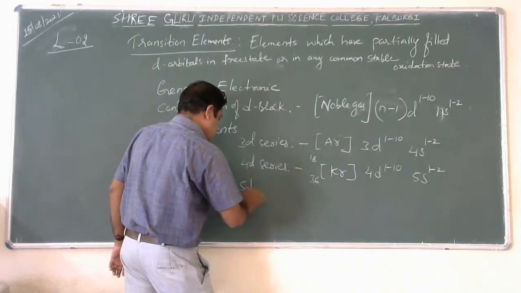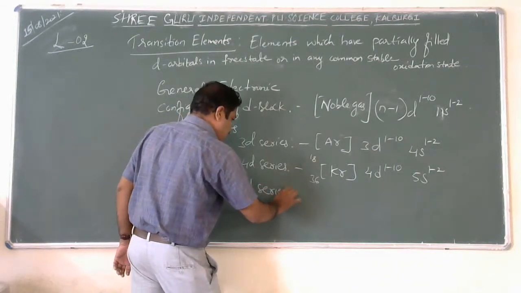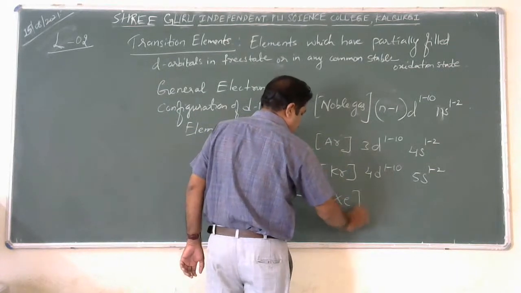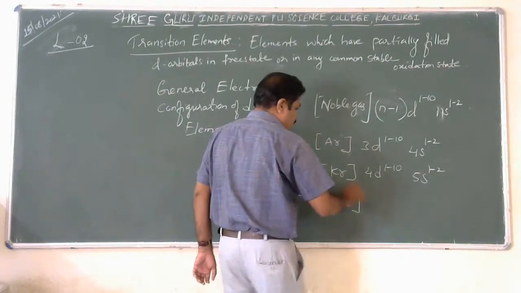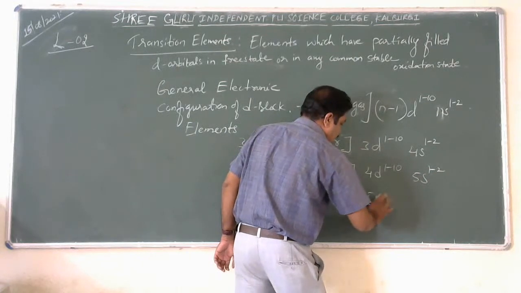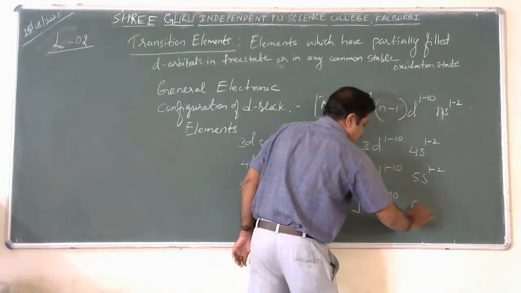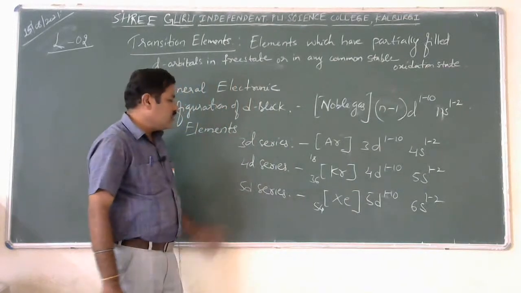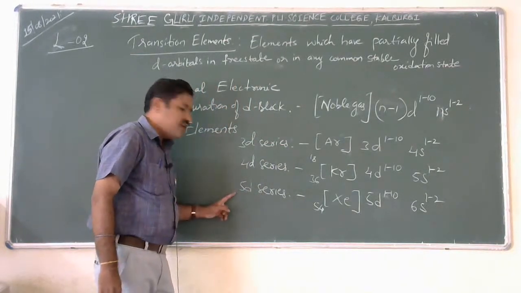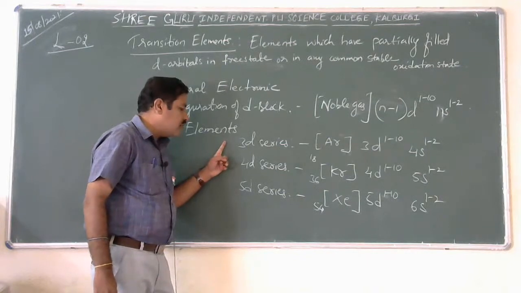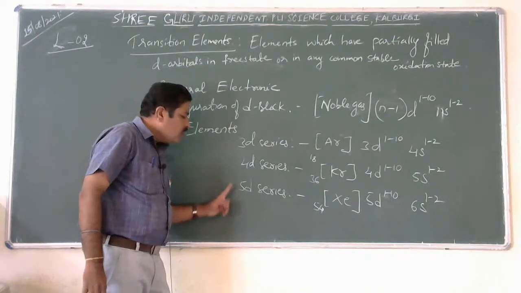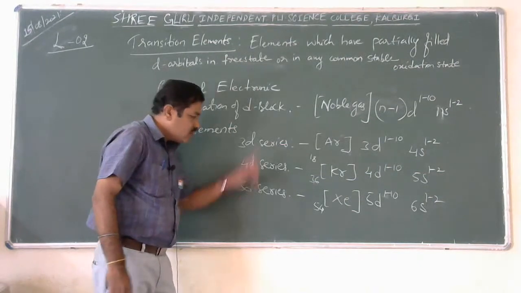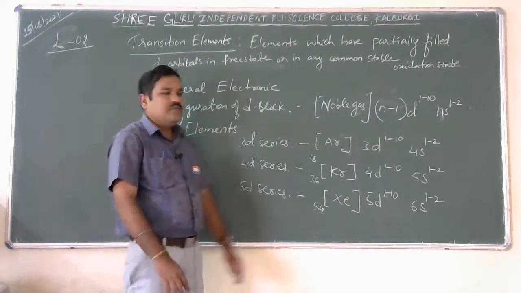Then the 5d series, the outer electronic configuration is what? After krypton, what noble gas do you have? Xenon, 54. Right? 5d 1 to 10, 6s 1 to 2. These are the outer electronic configurations of what? 3d, 4d, 5d: scandium to zinc, yttrium to cadmium, lanthanum, then hafnium to mercury. They obey these general outer electronic configurations.